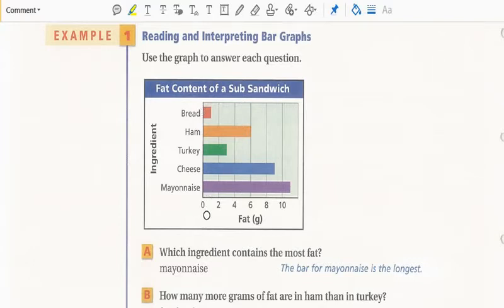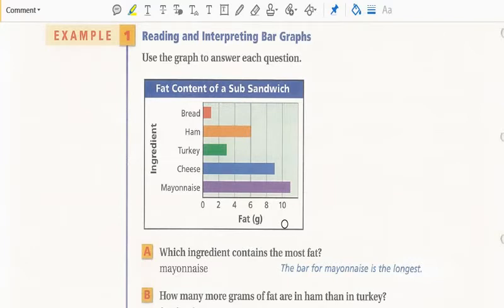Bread, it's between 0 and 2, which means 1. Ham is 6. Turkey between 2 and 4, so 3. Cheese between 8 and 10, so it's 9. So I have 9 grams of fat. And mayonnaise, it's 11.